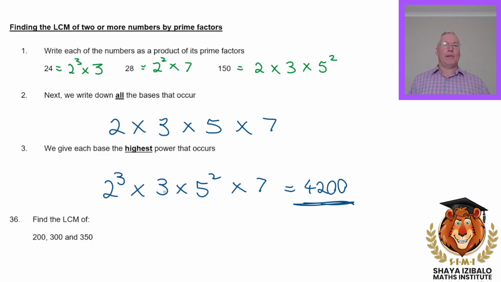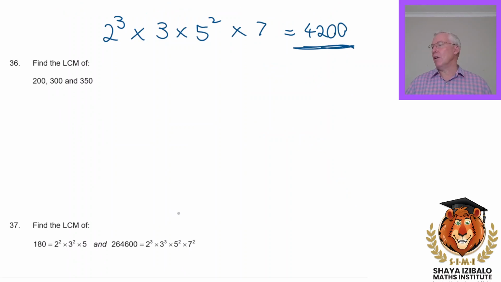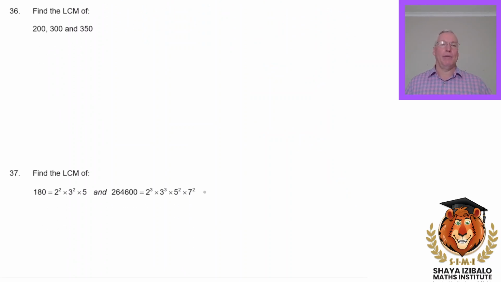So now let's just quickly remind ourselves of the difference. With the HCF, we only write down the bases that are common to all the numbers, and we take the lowest of each. With the LCM, the lowest common multiple, we write down all the bases that occur across all the numbers, and we take the highest of each. We're going to ask you to pause the video and try number 36 and number 37.